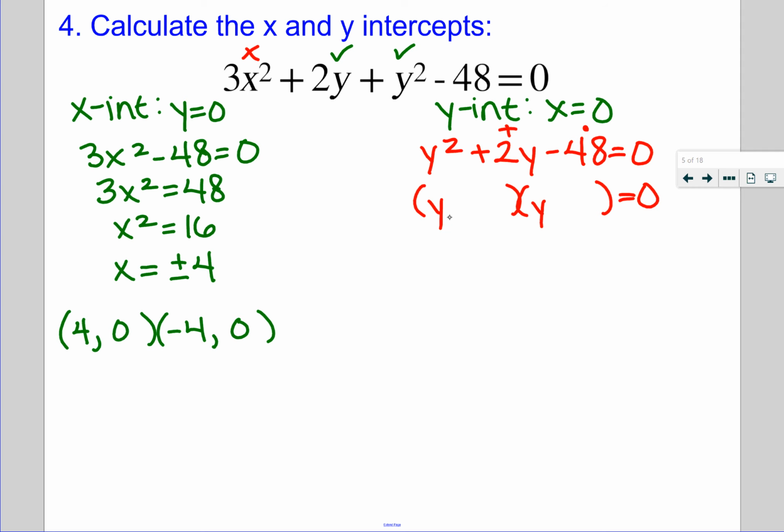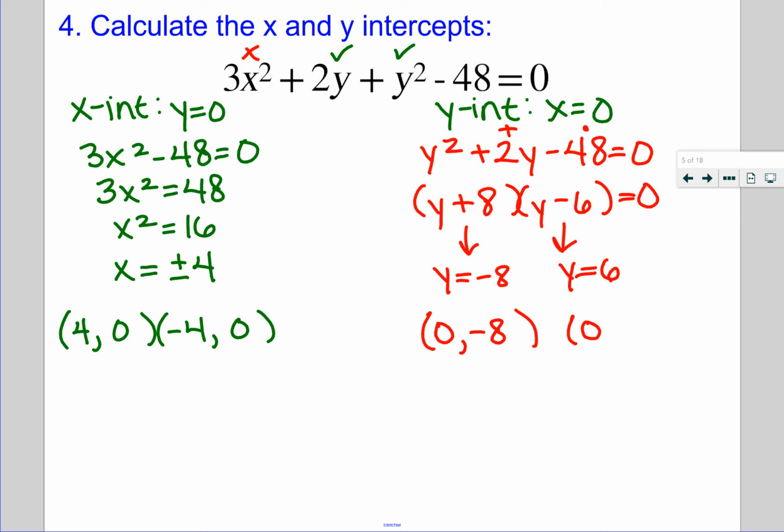Y in front of each. My two numbers that multiply to -48 and add to 2 are +8 and -6. If I set each of those equal to 0 with the zero product property, I'm going to have -8 and +6. Again, you can write those on your answer line on your test, or you can write it as the coordinates. When x is 0, y is both -8 and 6. Those are the points where this crosses the y-axis.